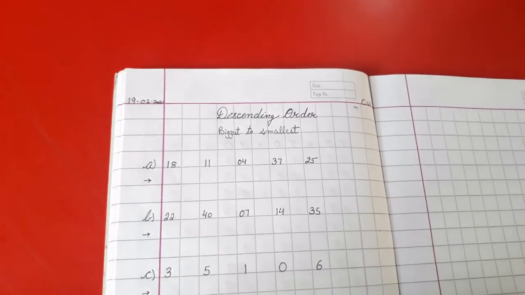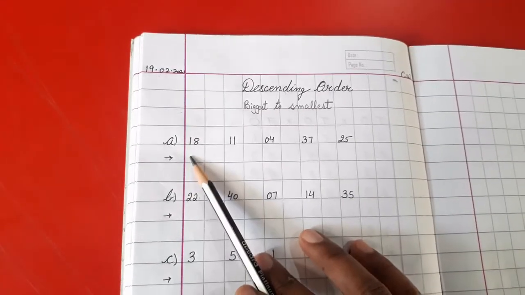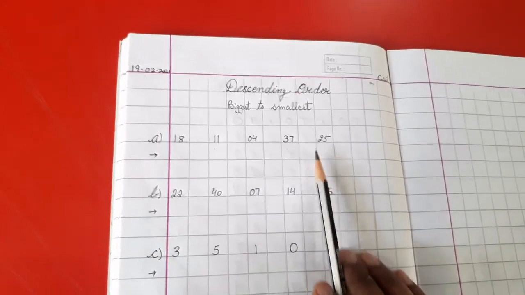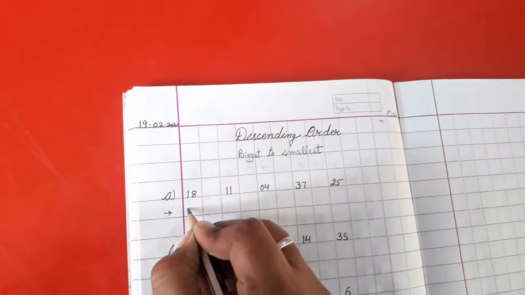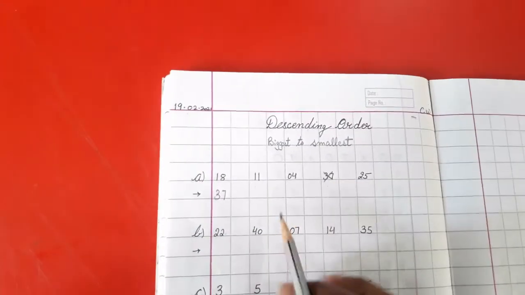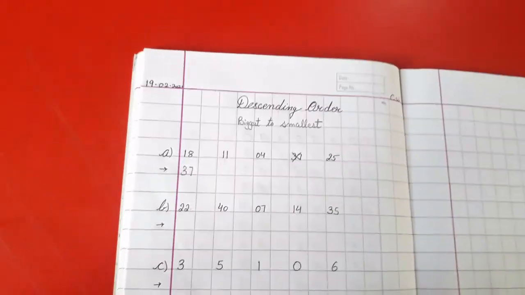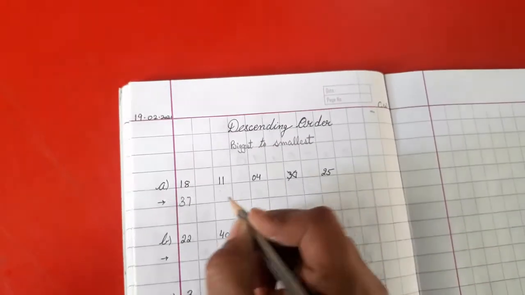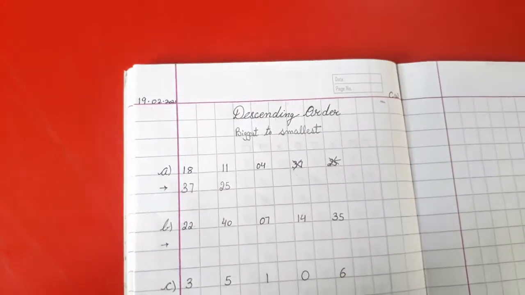25. So can you tell me which is the biggest number here? We have 18, 11, 4, 37 and 25. So which is the biggest? 37 is the biggest. So first we will copy 37 and we'll cross from here. Now the numbers left are 18, 11, 4 and 25. अब बताइए इन numbers में biggest कौन सा है? We have 25. So what we will do? We will write 25 and we'll put a cross.